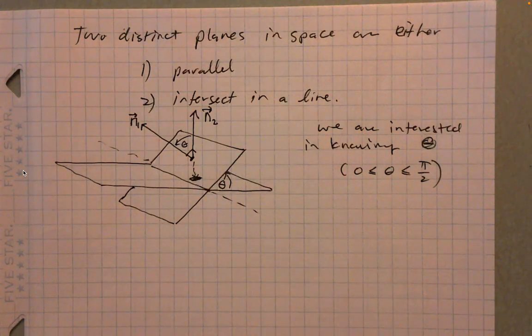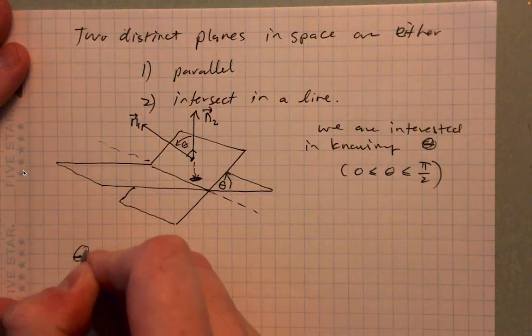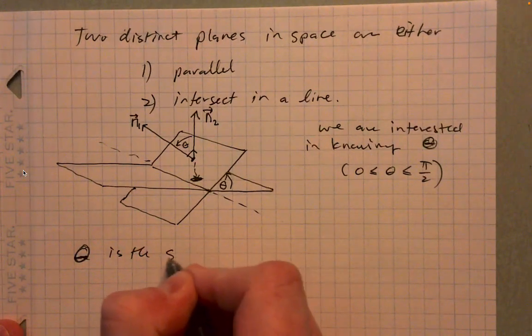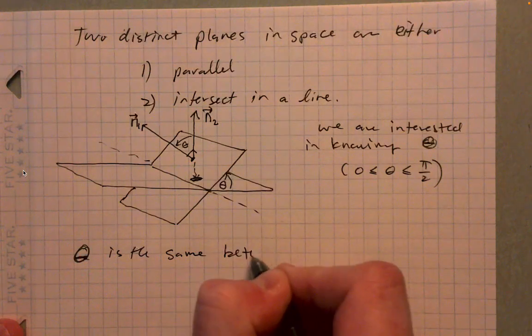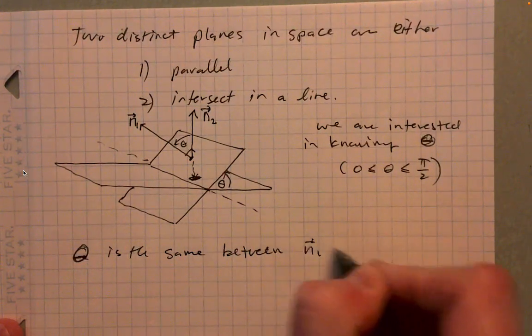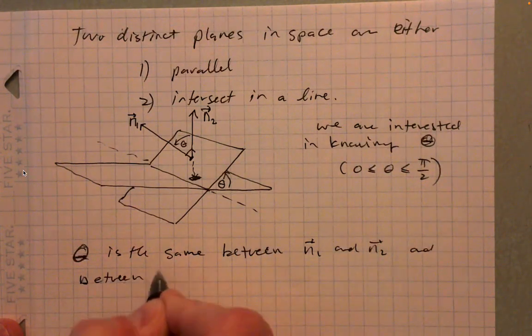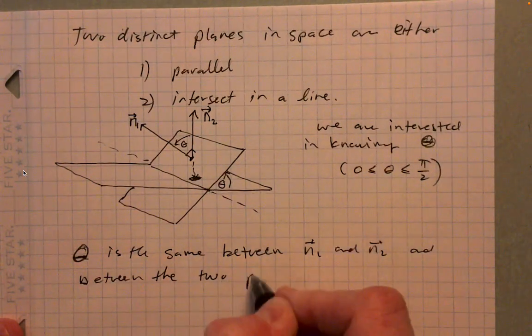Okay. All right. So if n1 and n2 are normal to the two intersecting planes, this angle theta between the normal vectors is equal to the angle between the two planes. Okay, so theta, why do I keep writing Q? Theta is the same between n1 and n2 and between the two planes.